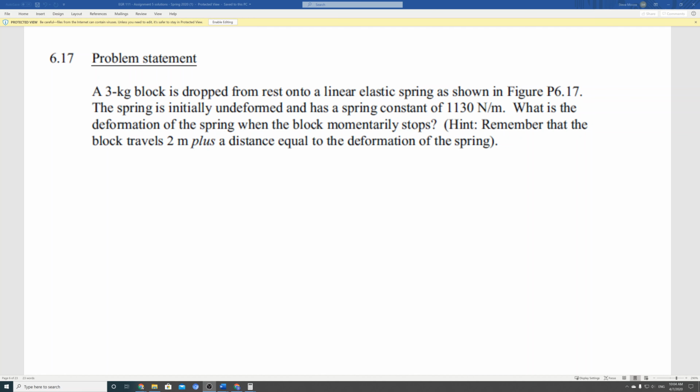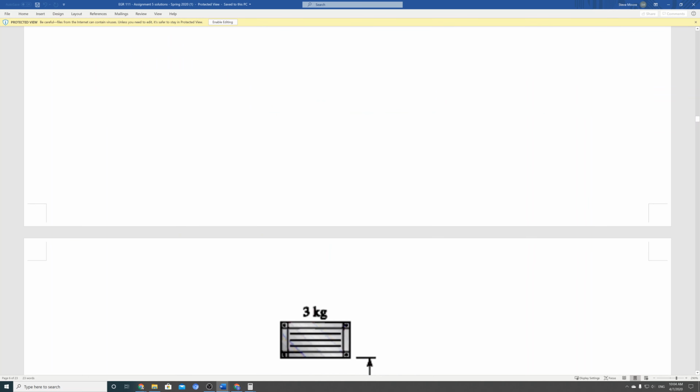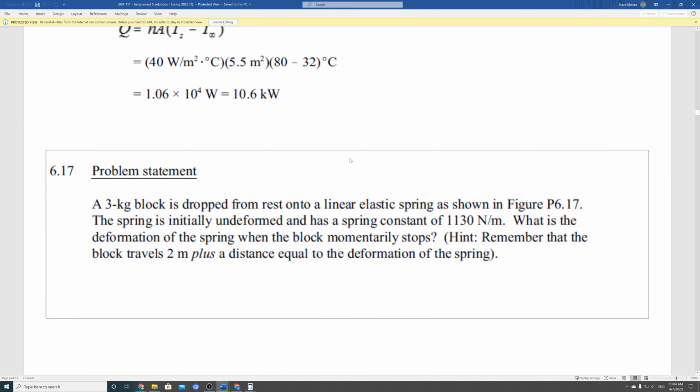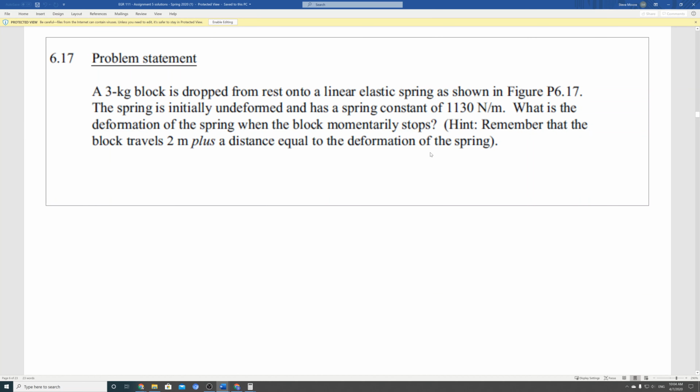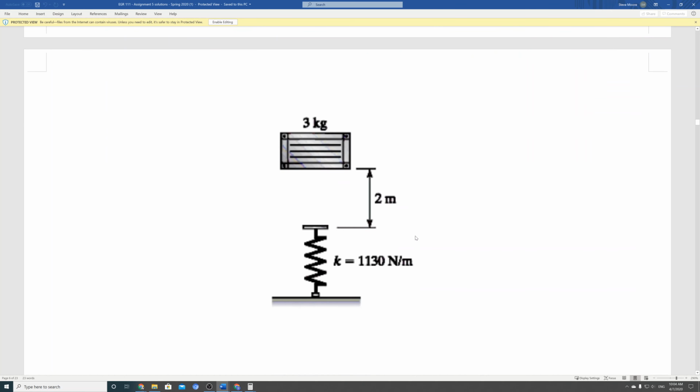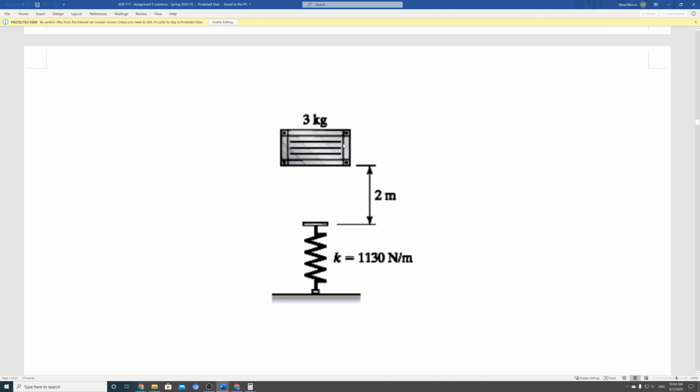Okay, I'm going to look at problem 6.17. Here's the problem statement, and the diagram is just right here. Basic idea here, you have a block that's at rest, and what happens is you drop it. So here's the block, here's its rest. It's 2 meters above the spring. You drop it, and then it goes down, hits the spring, and causes the spring to compress.